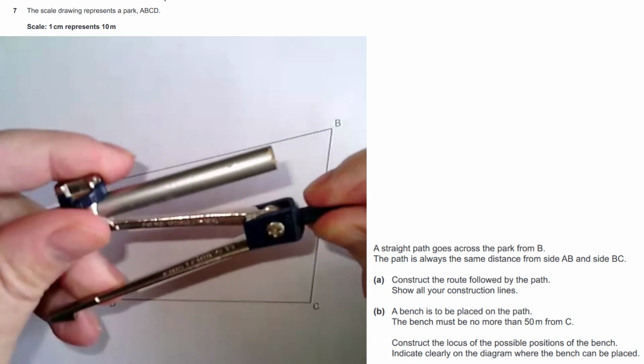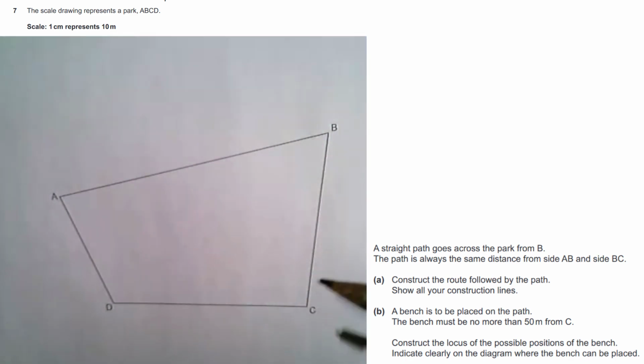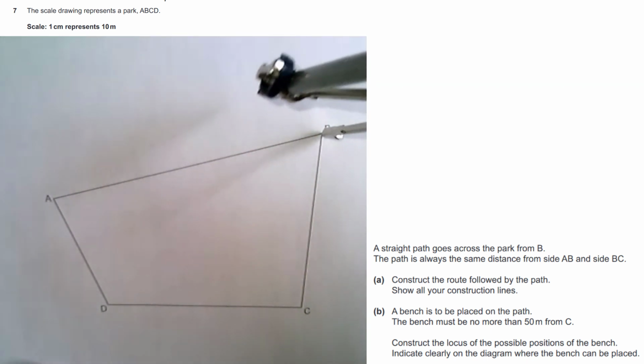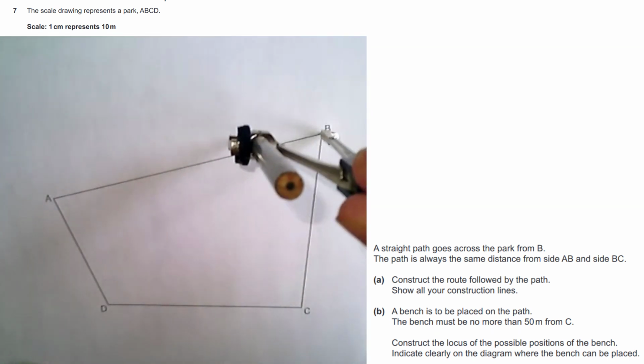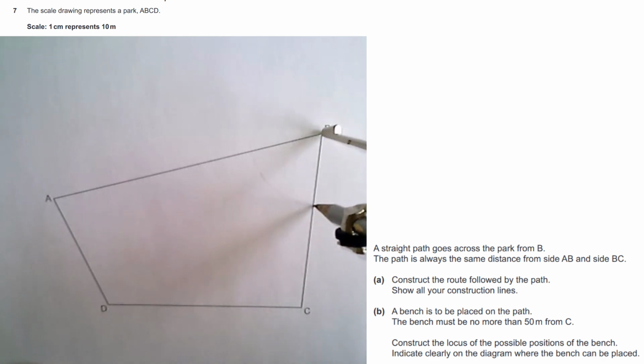Also make sure that the tip of the pencil and the tip of the compass are in the same place. Once you've got that sorted, we're ready to do the construction. So putting the point of the compass at B, we're going to draw an arc that crosses both arms of that angle, AB and BC.